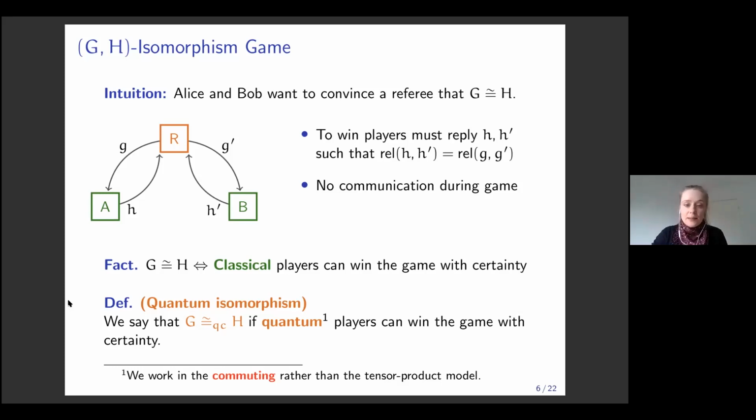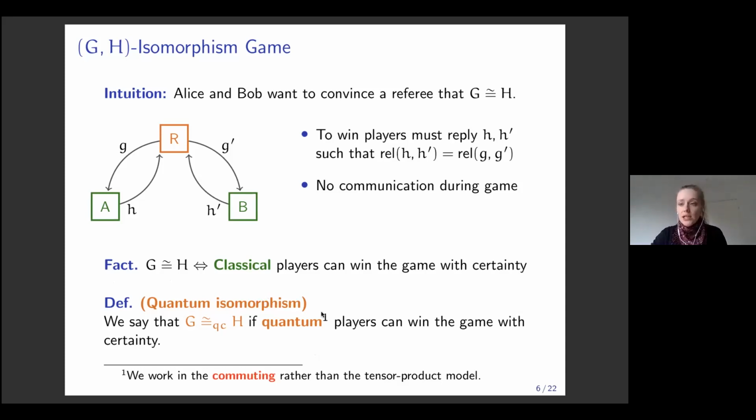All right, now this is something that we can prove in the case of classical strategies and graph isomorphism. Now we then take this as a point of departure and define quantum isomorphism as the ability of quantum players to win this isomorphism game with certainty. Okay, so when I say that 2 graphs are quantum isomorphic, I mean that there exists a quantum strategy that wins this game with certainty.